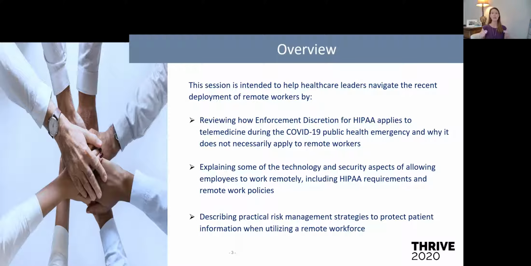In addition to that, I also want to explain some of the things that you need to look at from a technology standpoint. Now, in the last section, we talked about just managing employees. This is really going to be focused on the security aspect and how we can control the risks that can impact your practice when you do utilize remote workers. And then finally, I'm going to hopefully give you some practical steps that you can utilize within your practice to help you reduce any of those risks that we have identified.